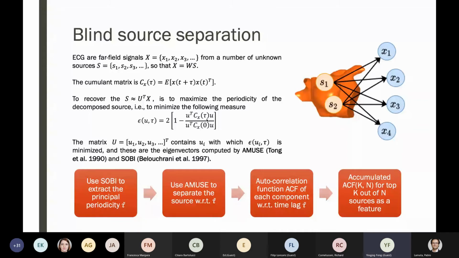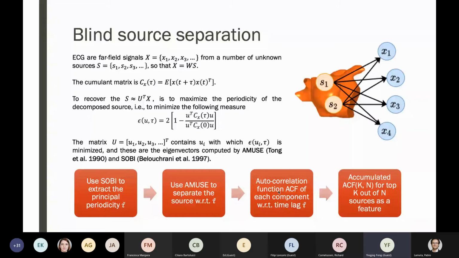the atrium. And specifically in the conference paper by Computing Cardiology this year, I used Solvi to extract the principal periodicity of the source, and then use Amuse to separate the source with regard to the tau. So later we'll calculate some features to classify this ectopic beat.